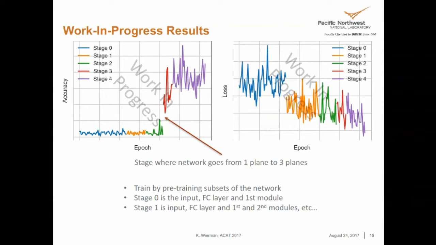When I hit stage 3, which is where the 3D convolutions start looking over all three planes, you can see in the accuracy that we get this massive jump. That shows that we actually do need all three planes and we do need some special treatment. So we're heading in the right direction. We know that, we just haven't gotten to a result yet.